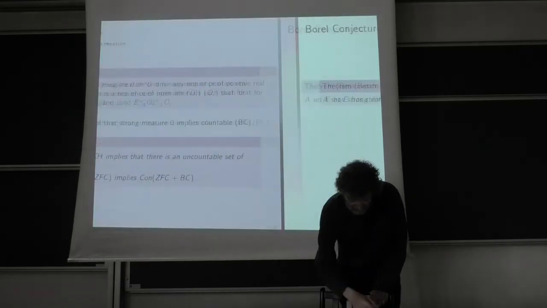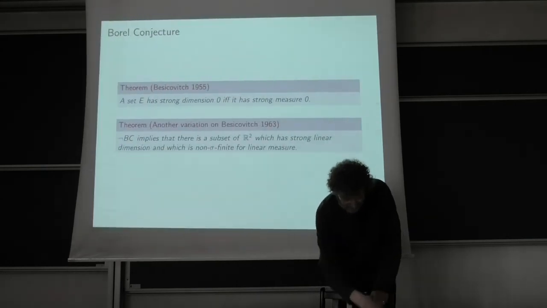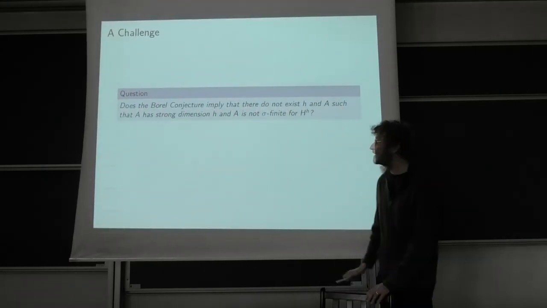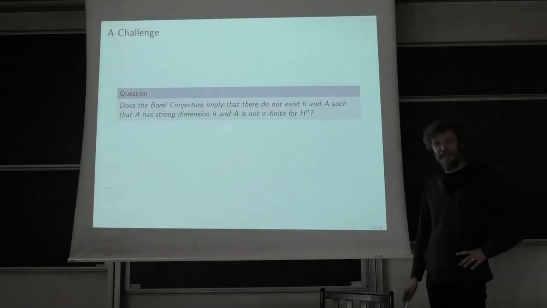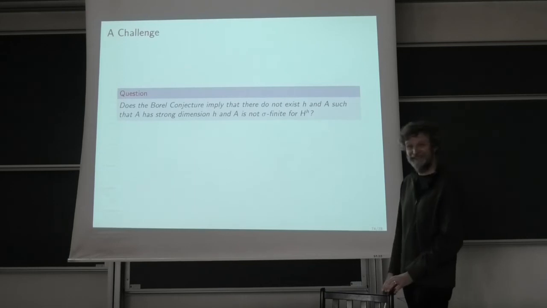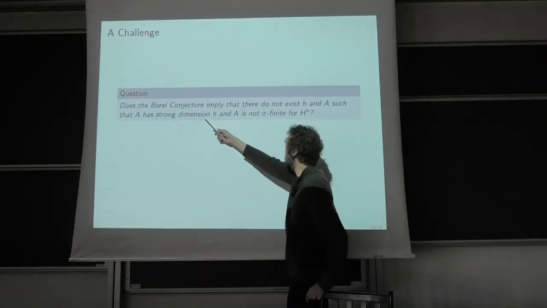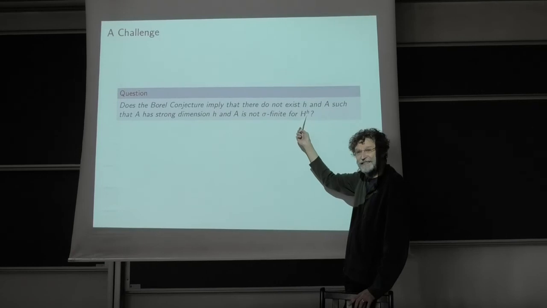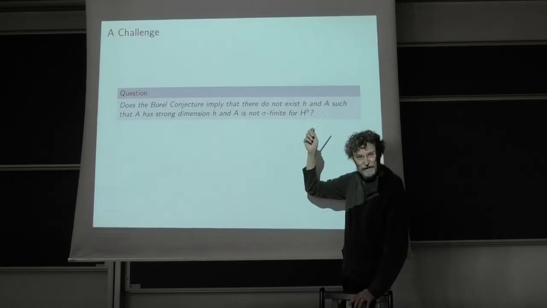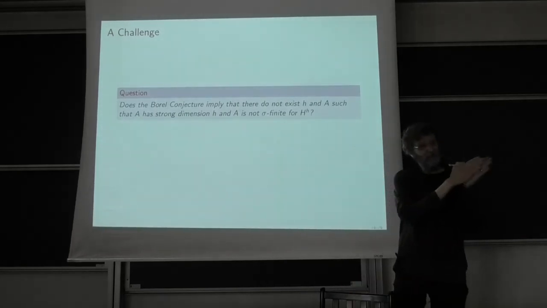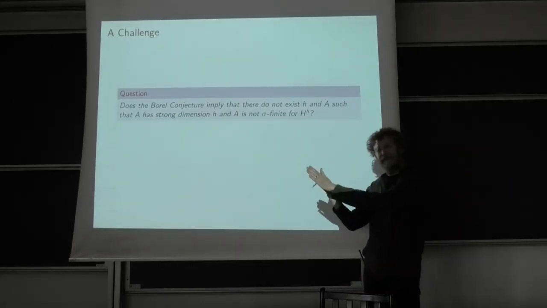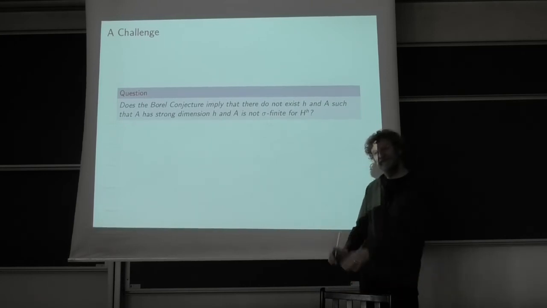So that leaves us with a challenge. Does the Borel conjecture imply that there do not exist H and A such that A has strong dimension H and A is not sigma finite? So we've got one direction: not the Borel conjecture implies that there does exist. Is it the case that if the Borel conjecture is true, then what happens at dimension 0 happens at every possible dimension? That's open.